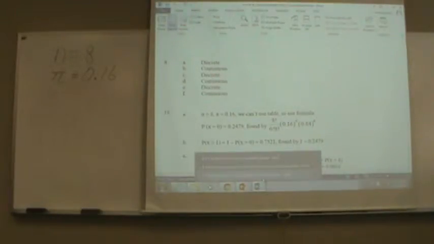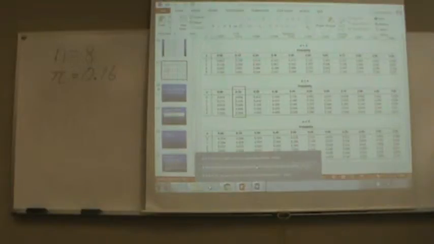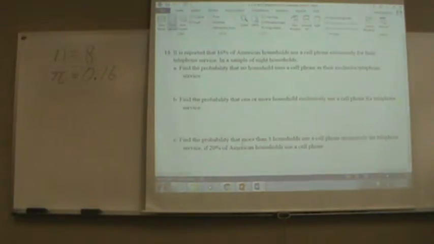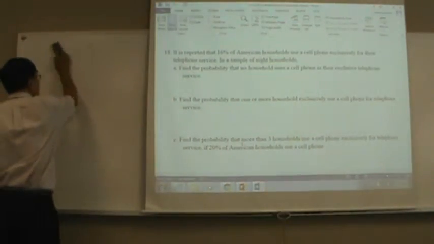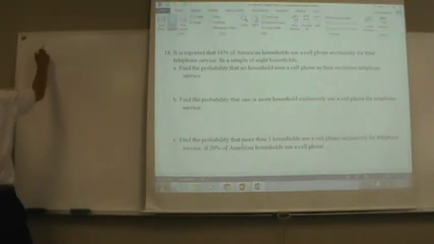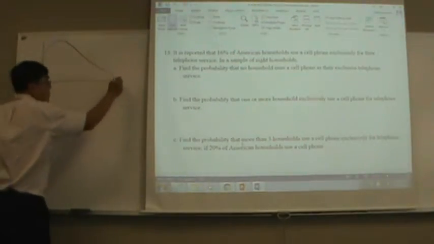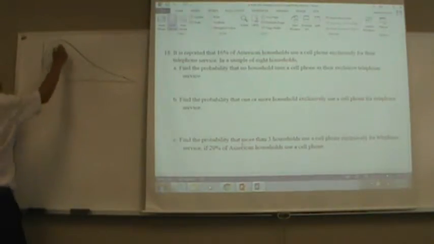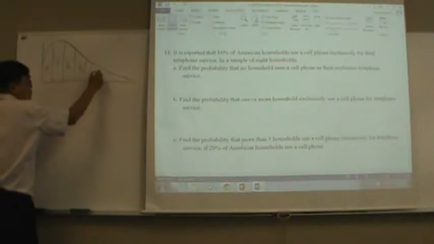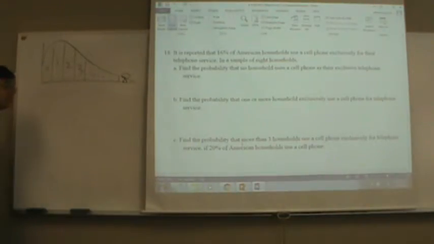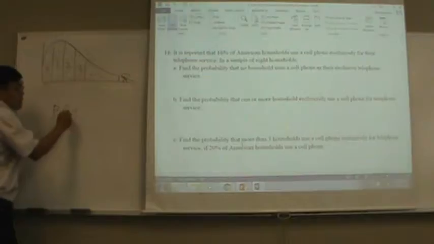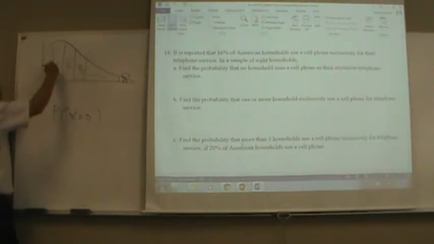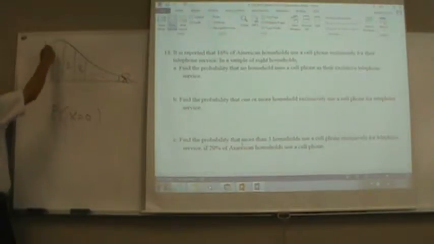Just to show you, question B, find the probability that one or more. It looks like this: 0, 1, 2, 3, up to 8. Question A, probability x equals 0, that is only this individual one.